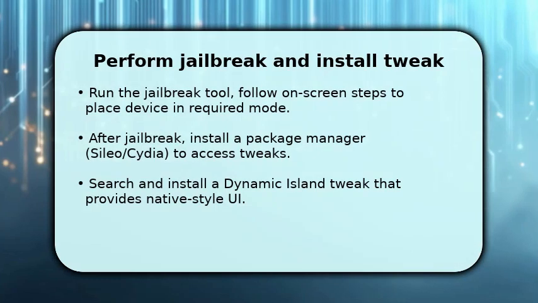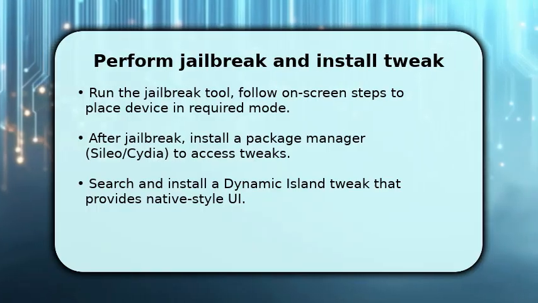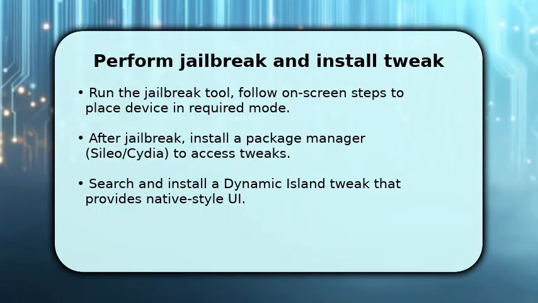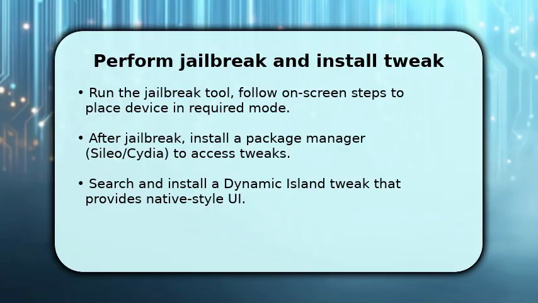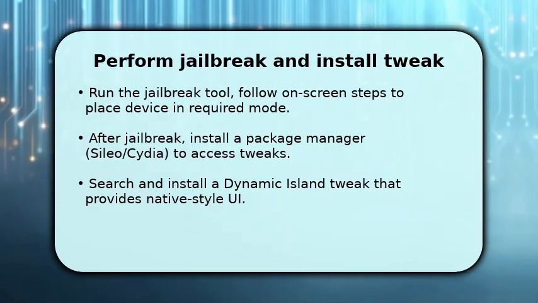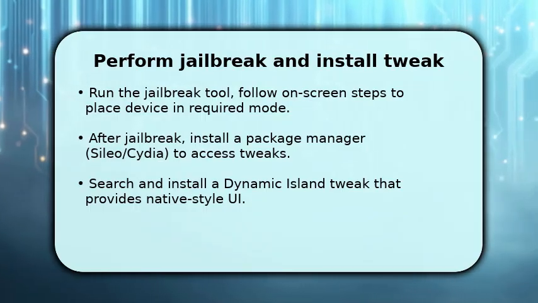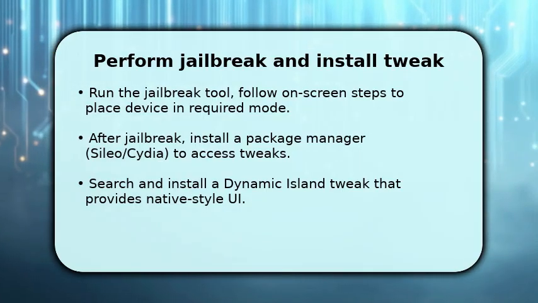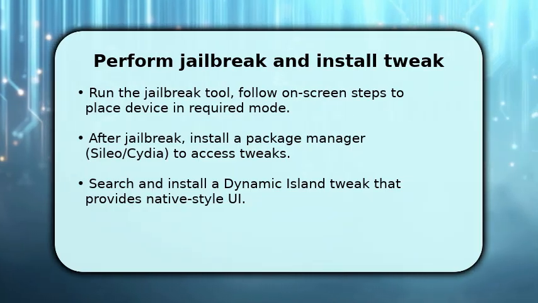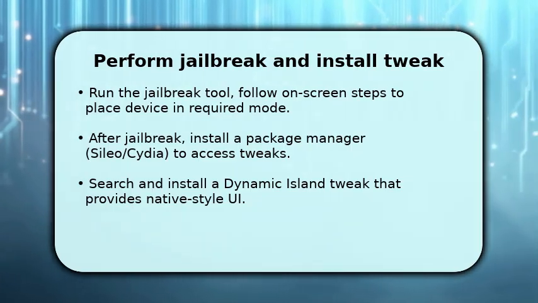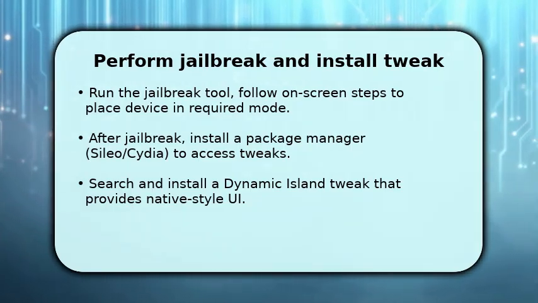You'll run the jailbreak tool and follow prompts to put the phone into the required mode. This step is precise, so move deliberately and follow timing cues. Once the jailbreak completes, open the newly installed package manager to refresh repositories. From there, search for the dynamic island tweak, install the version that matches your device architecture and tweak dependencies.